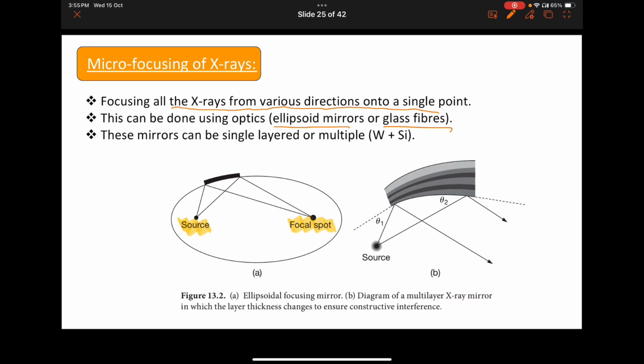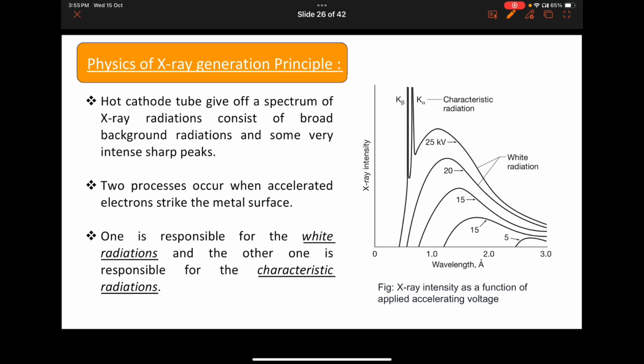As you can see, this image shows how the X-rays are given off in all directions. Using an ellipsoid mirror, they are being concentrated at one particular focal point. And this is the single layered mirror, and this is the multiple layered mirror. Now we are going to study in a bit more detail what different kinds of X-rays we are going to get, and what the basic principle behind the generation of the X-rays is, in a bit more depth.